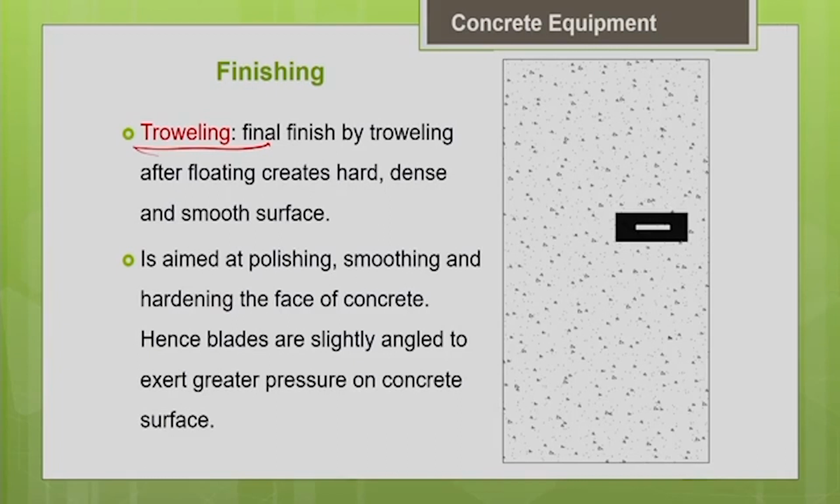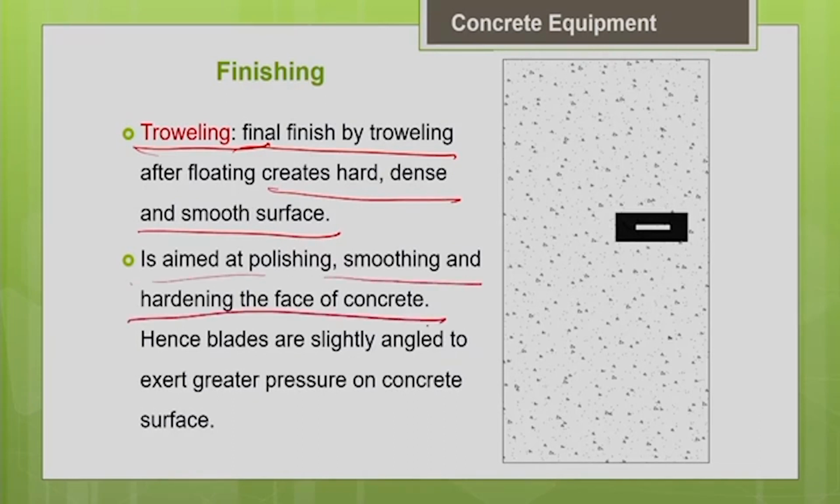Troweling refers to the final finish by troweling. We do it after floating. The main objective is to create a hard, dense and smooth surface. It is aimed at polishing, smoothing and hardening the face of the concrete. So, here you are keeping the blade slightly angled.